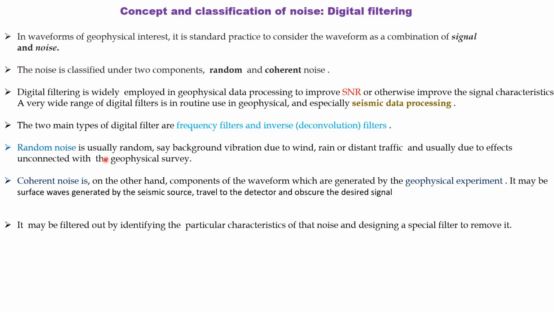So noise is classified as random noise and coherent noise. Generally, random noise is the background vibration due to wind, rain, and other effects. Coherent noise is hard to detect and hard to eliminate, and it is a component of the waveform that is generated due to the geophysical experiment. Suppose for a seismic source, the surface wave that travels to the detector can obscure the desired signal; that can be classified as coherent noise. Depending upon the noise, it may be filtered out by identifying the particular characteristics of the noise and designing a special filter.